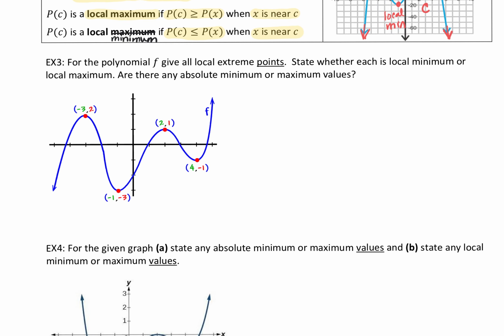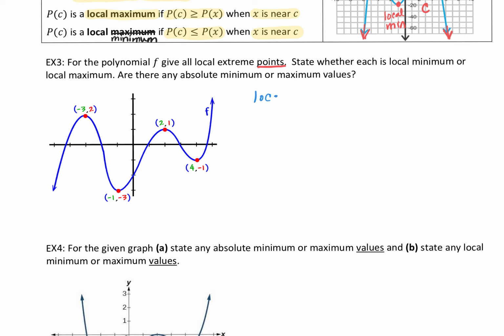Let's look at example 3. For this polynomial f, we're going to give all local extreme points and state whether each is a local minimum or local maximum. And then we want to know if there are any absolute minimums or maximums. And in a little while, when we look at example 4, you'll understand why I underlined the word points. That just means that we want to write it as an x and a y value. Okay, so local extreme points.